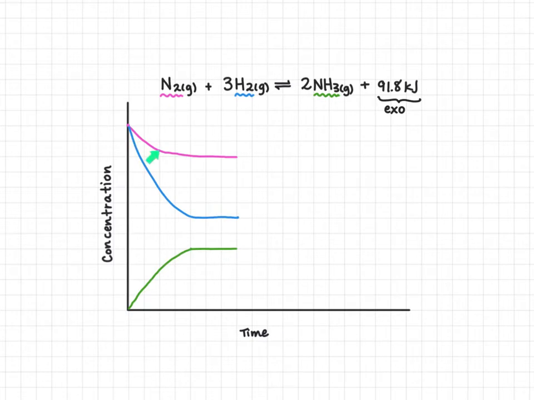Nitrogen is in pink. You see it's decreased to an equilibrium concentration. Hydrogen is in blue, and it's decreased 3 times as much as nitrogen because of their coefficients. Ammonia is in green, and it's increased by twice the value of that of nitrogen to reach its equilibrium concentration.